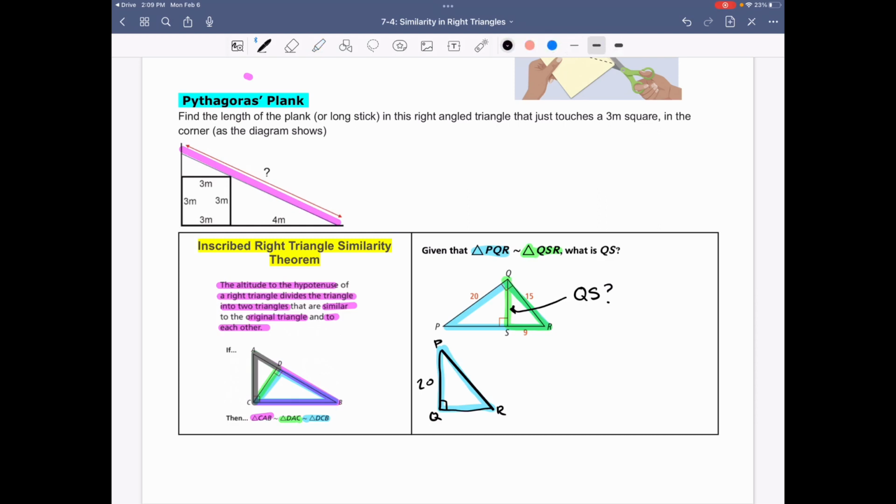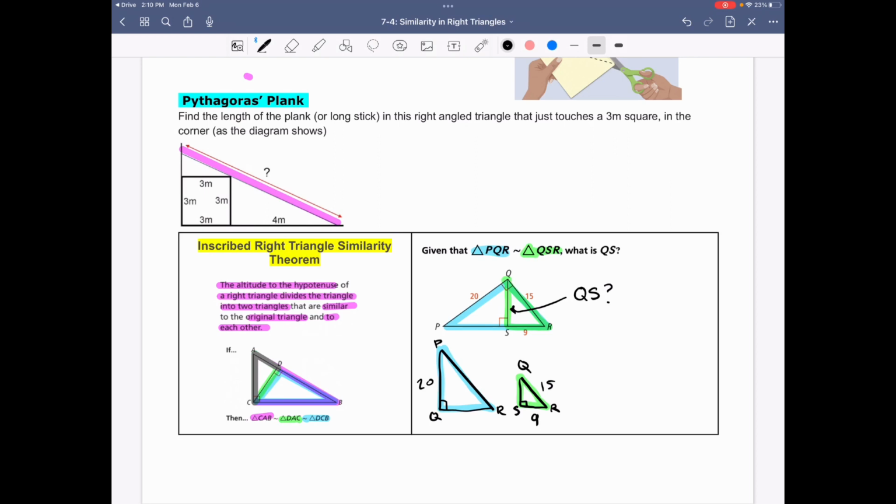Then we have the green triangle, which is already sitting on its right angle, QRS. So it's just easier to see that they are similar when we break them apart, just like with our paper, how we cut them apart made it easier to see. Now I'll just label those as 9 and 15.